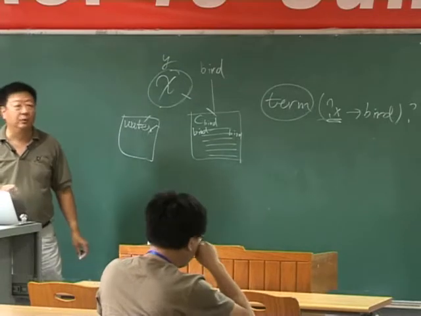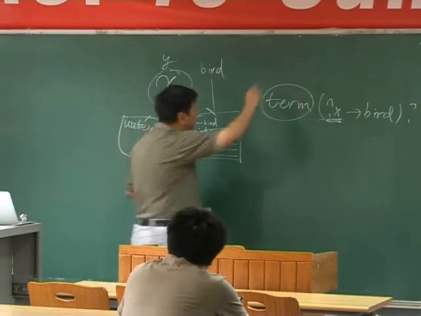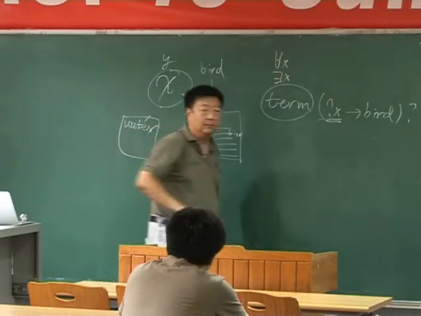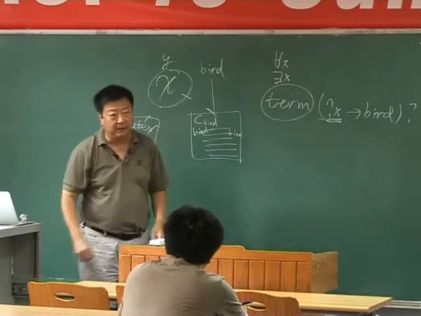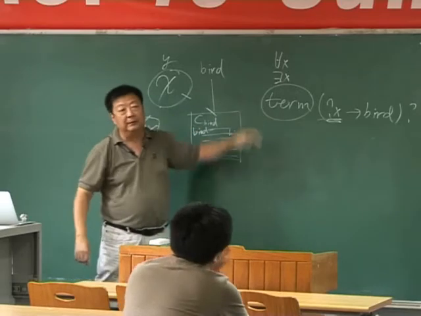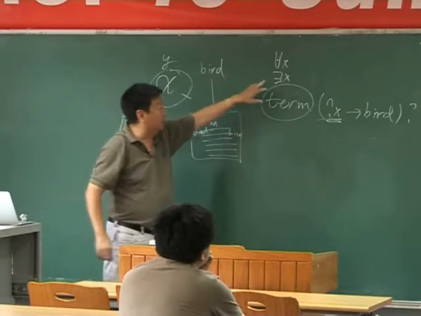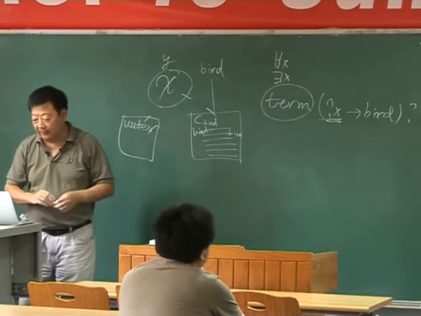Then the other two are very similar, but not the same as this. I assume you are all familiar with first-order predicate calculus. This is the universal and existential variable. This means for every x. This means for some x, or there exists x.